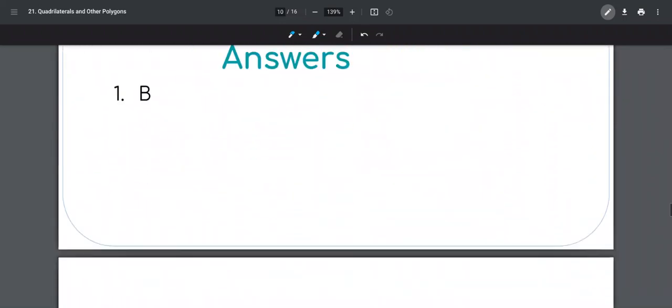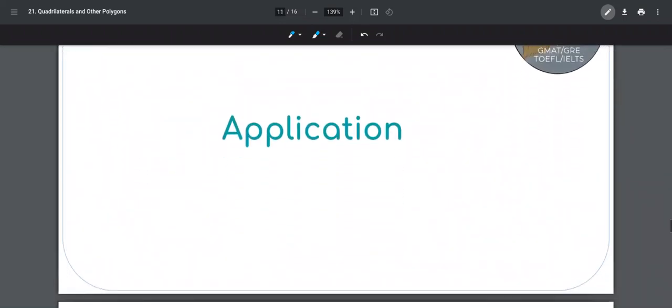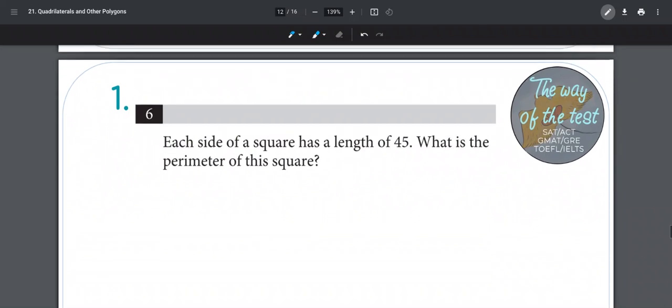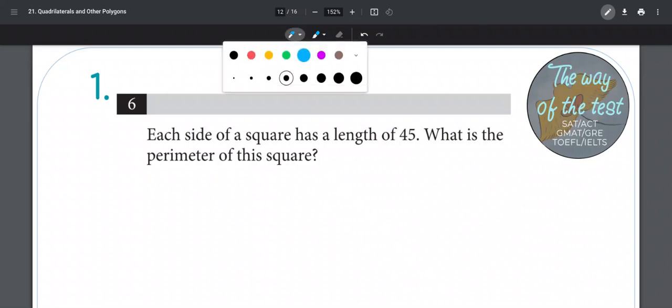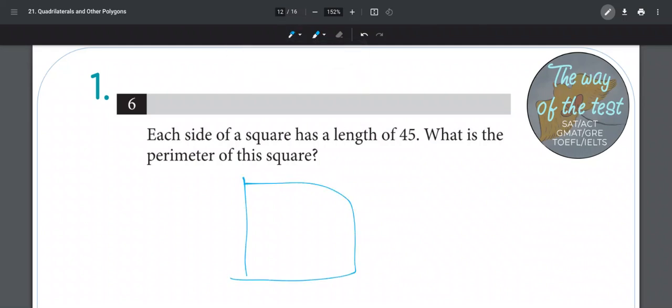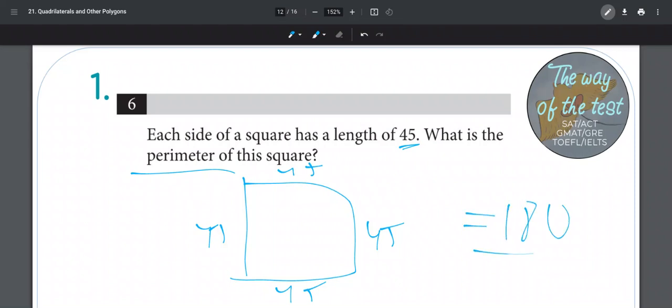We are going to do questions from Digital SAT. I want you to pause the video right now, solve this question, write down the answer, and we're going to check. Okay, so they say each side of a square, so we have a square, each side has a length of 45, so 45, 45, 45, 45. What is the perimeter? Well, the addition of all of them, so 45 plus 45 plus 45 plus 45, which is 180. This is the answer, right? Because the perimeter is just the addition of the sides.